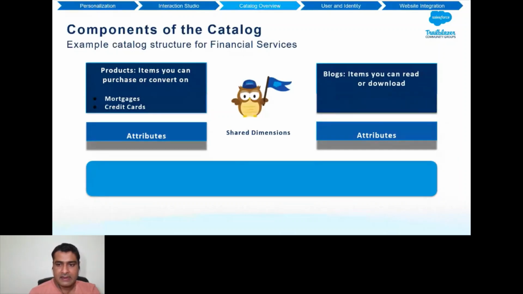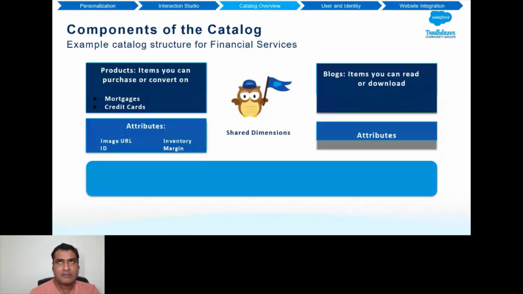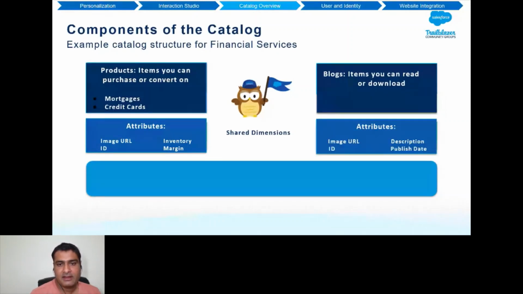And then attributes, then we have to define attributes for those item types. Attributes are simple properties which give you more insight about a particular item type. Like for products, attributes could be inventory or margins, which may not be the properties for a blog. For a blog, you may have published date.